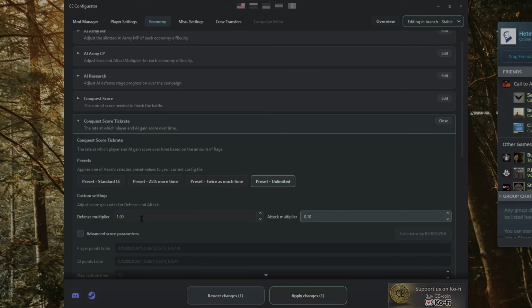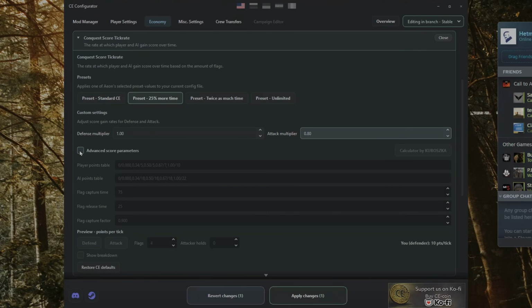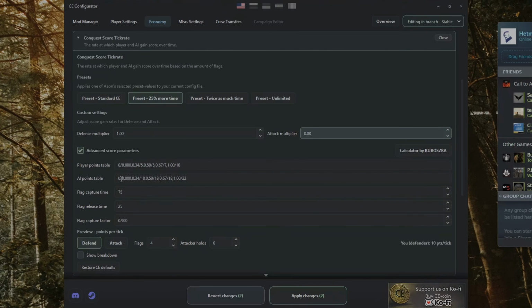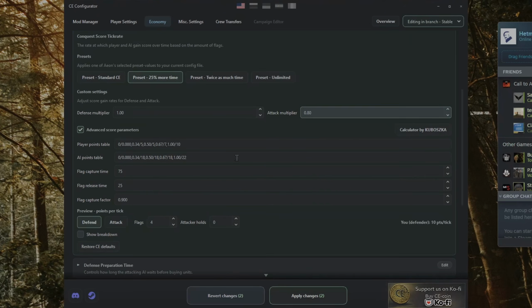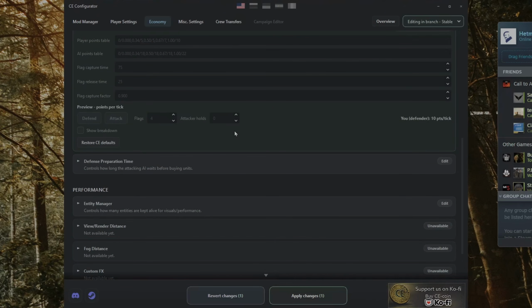But then you have defense multiplier. You can maybe lower this if you want to have longer defensive battles, or you can increase it so that the score wraps up more quickly, and you can finish your defensive battles quicker. So it's completely up to you. Do whatever you like. You can change some advanced parameters. I never understood how this works. There is a calculator. If you open this up, you can get some spreadsheets, and you can do some calculations if you're interested. I simply never cared about it. You can switch between attack and defense, but this is too much math for me. I'm not a wizard, unfortunately.